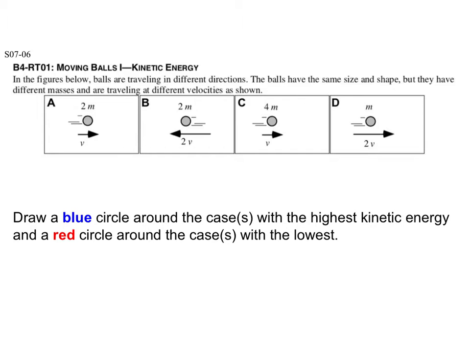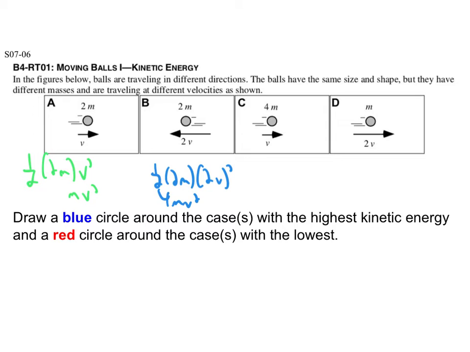The easiest thing here would probably be just to actually find the kinetic energies. So here we have 1/2 times 2m times v squared, which is just mv squared. And here we have, let's do a different color, 1/2 times 2m times 2v, but then squared. So this is a half times 2 times 4, so 4mv squared.